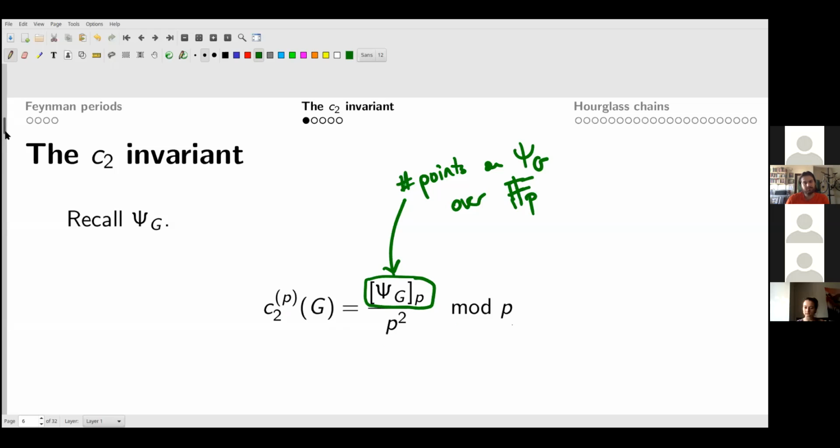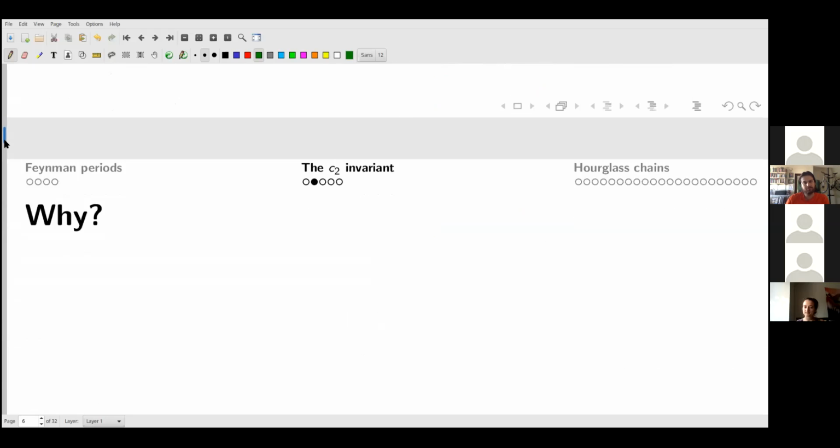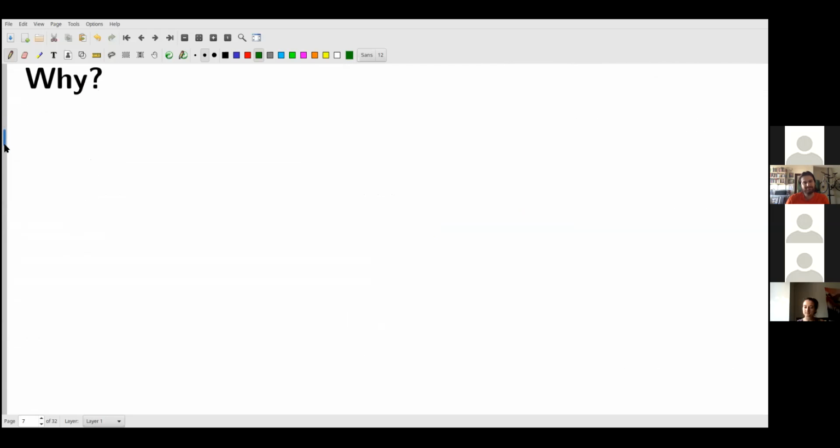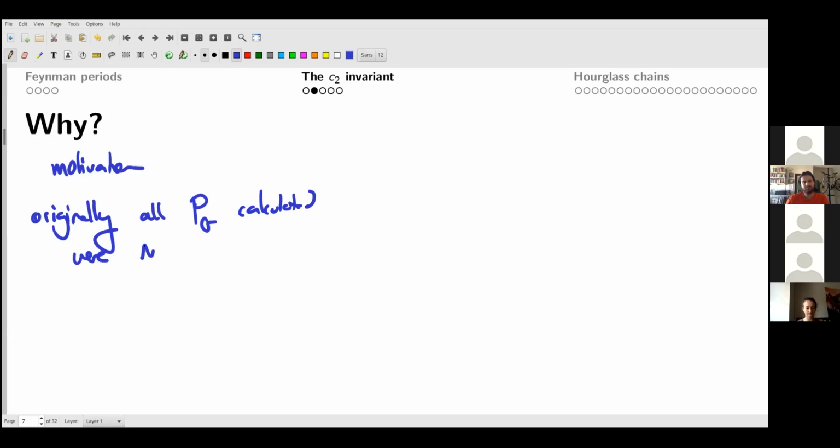Okay, so I like this, and some of you guys know why, because you've heard me talk about it before, but let me just outline why, in general, you might care about this. So there's going to be 2 columns of why. All right, so this was the motivation, is that originally, all the Feynman periods, so the PG calculated, were multiple zeta values.